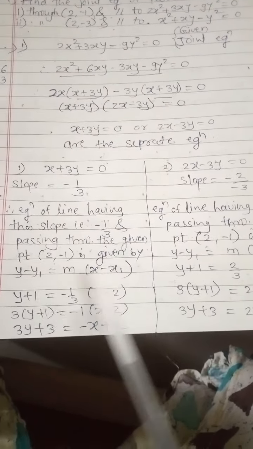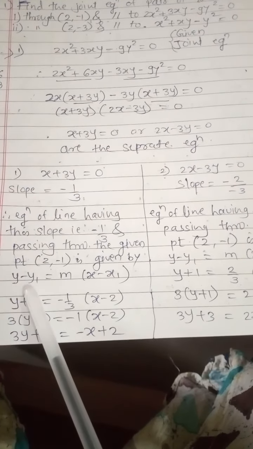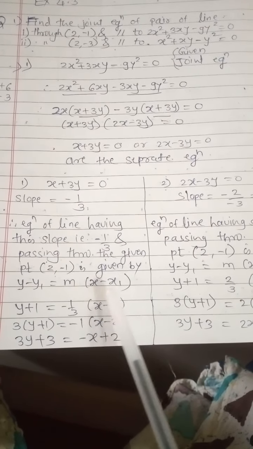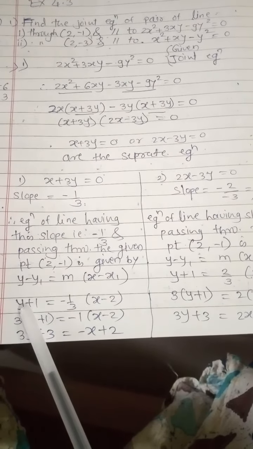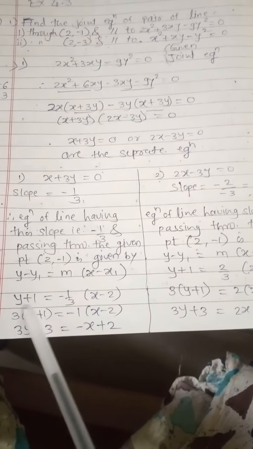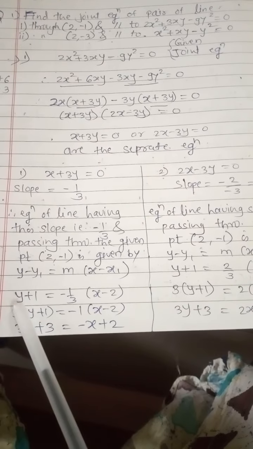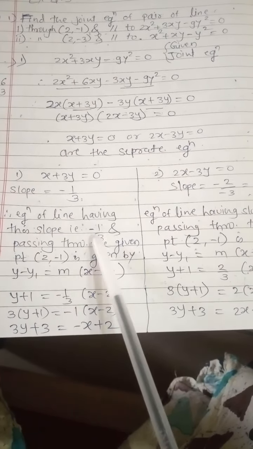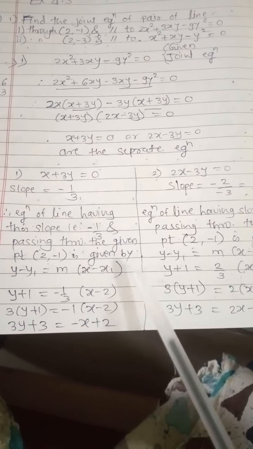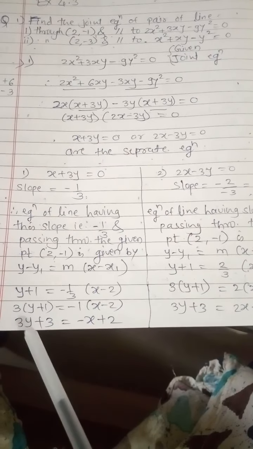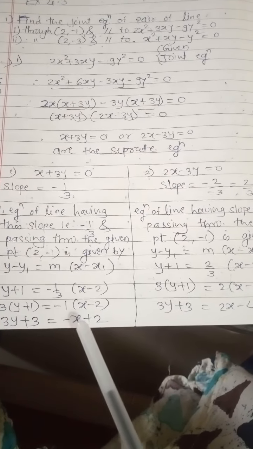For this we use the equation y - y1 = m(x - x1). Here 2 is x1 and -1 is y1. So we use these values: y + 1 = -1/3 (x - 2), where the slope is -1/3 and the value of x1 is 2. By solving this we'll get 3y + 3 = -x + 2.